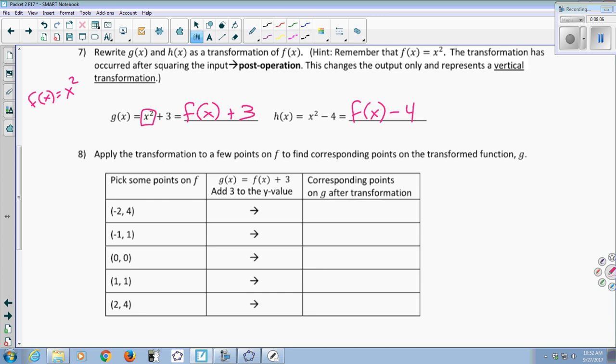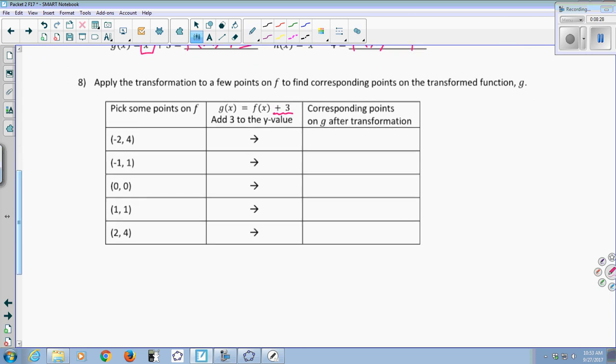We want to apply the transformation to a few points on f. Find corresponding points on the transformed function g. So any point on f, to get the corresponding point on g, you just add 3 to the y value, because that's what the transformation says to do, right? g of x is f of x plus 3, so you add 3 to every y, and then you get a corresponding point on the new graph. So (-2, 4) becomes (-2, 7). (-1, 1) becomes (-1, 4). And then we have (0, 3), (1, 4), and (2, 7).